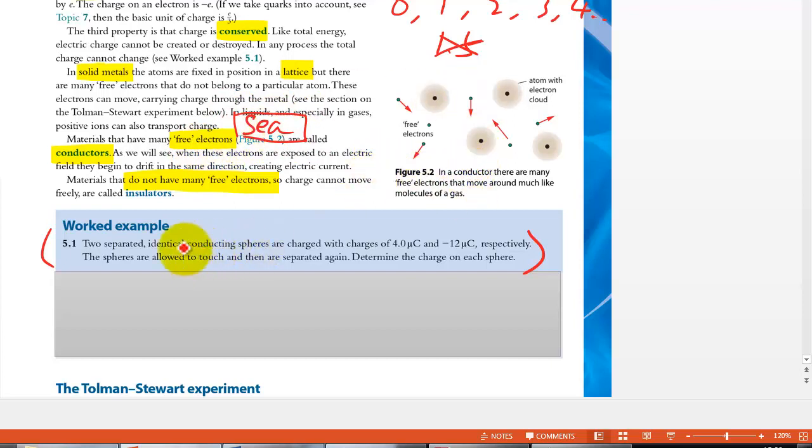Okay, so I'm going to explain the worked example now, and if you haven't done it, please pause the video and try first.